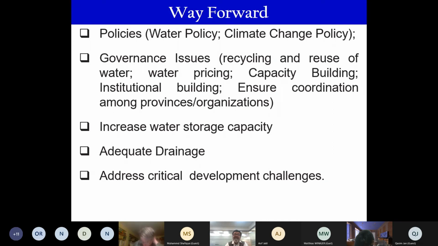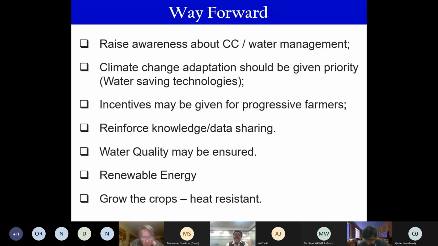Water pricing is very much necessary. Capacity building of the staff, institutional building, and ensuring coordination among the provinces and organizations is really key to success. Increase our water storage capacity at the watershed level; we need some reservoirs to store water for power purposes. Improve drainage, that is very much important. Addressing the critical development challenges is required. And there is a need to raise awareness about climate change and water management. Climate change adaptation should be given priority. Water saving technology needs to be introduced.